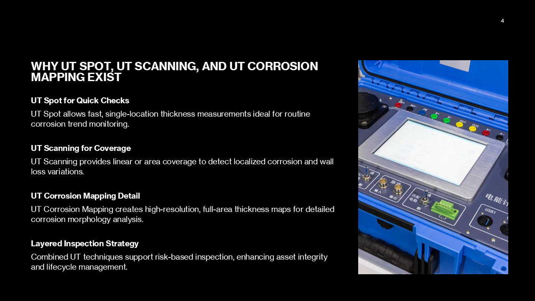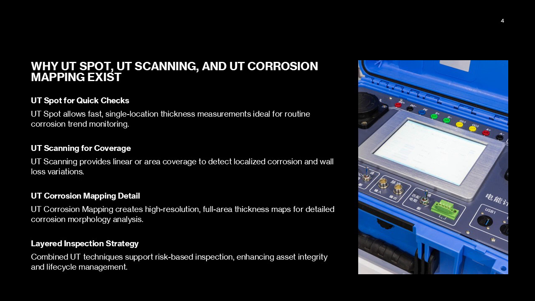UT spot, UT scanning, and UT corrosion mapping were developed to address different inspection demands in asset integrity management. UT spot is intended for quick, single-location thickness verification and trending, typically at condition monitoring locations, CMLs. It offers fast, economical measurement and is widely used in routine condition monitoring programs where corrosion is expected to be uniform or predictable. UT scanning is applied when more coverage is needed, such as for detecting localized thinning or corrosion patterns that may not be captured by a single spot reading.